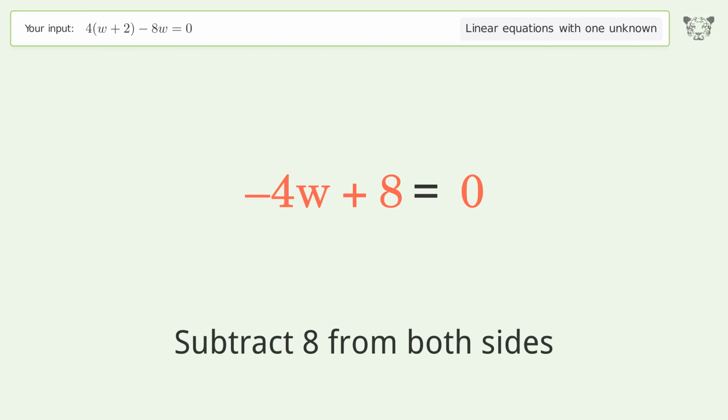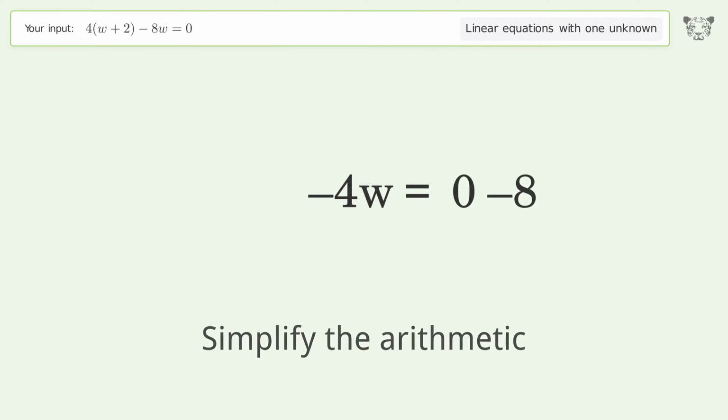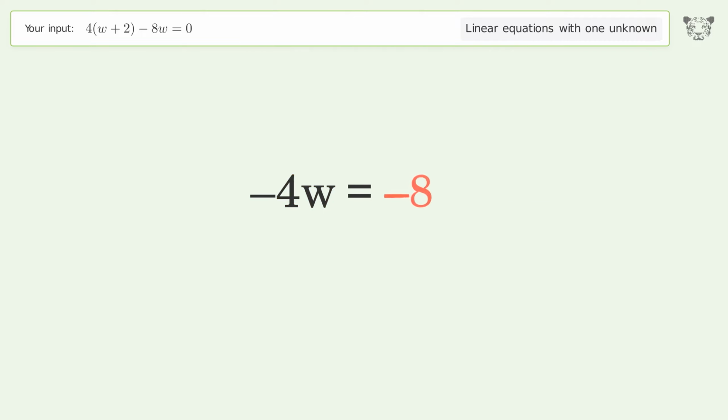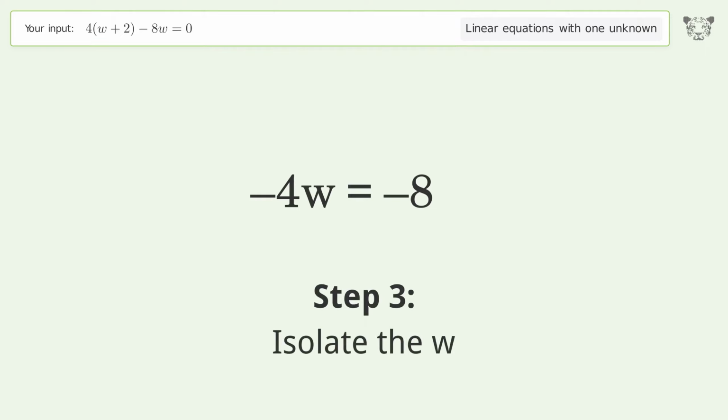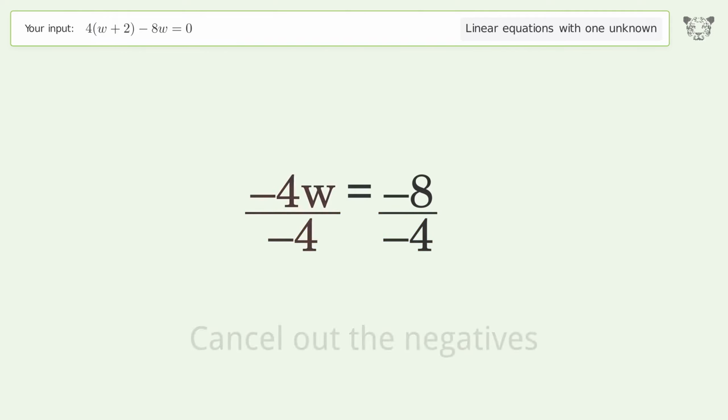Subtract 8 from both sides. Simplify the arithmetic. Isolate the w. Divide both sides by -4. Cancel out the negatives.